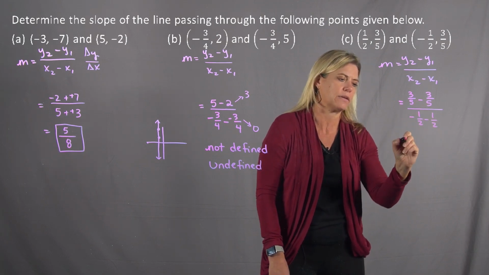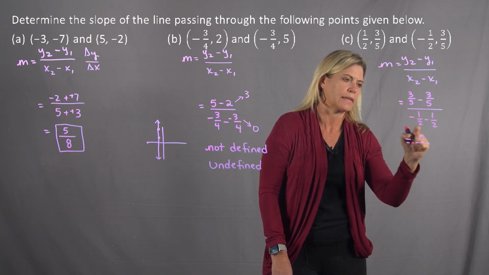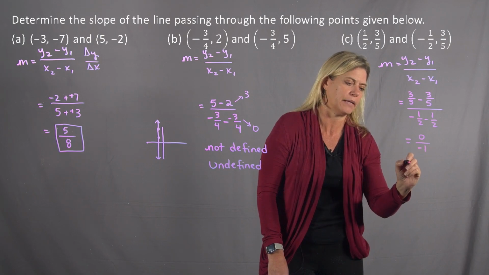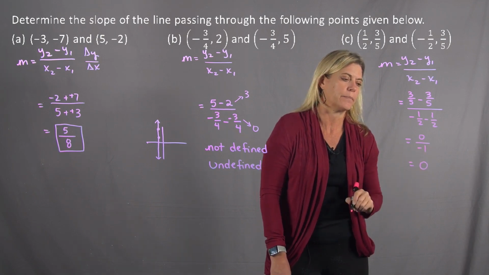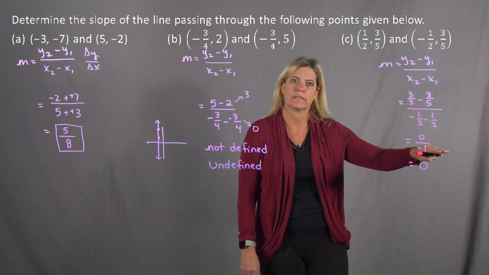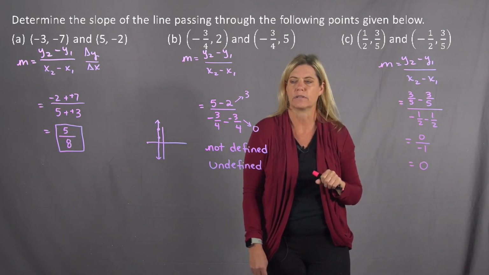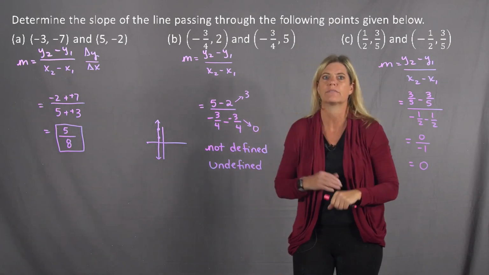3/5 minus 3/5 is 0. And -1/2 minus 1/2 is -1. And 0 divided by -1 is 0. So this is a flat line. This is a horizontal line that is actually going through 3/5. So these are the 3 slopes for the given points that we have.